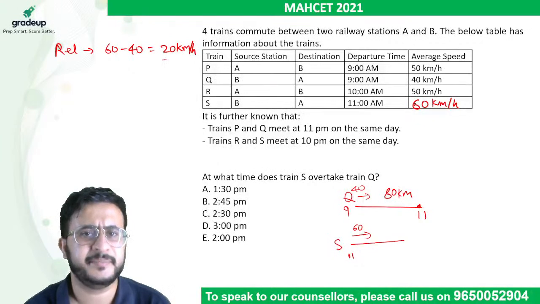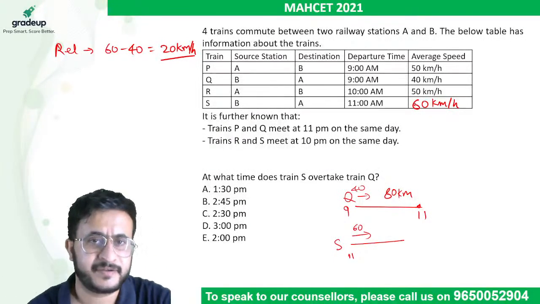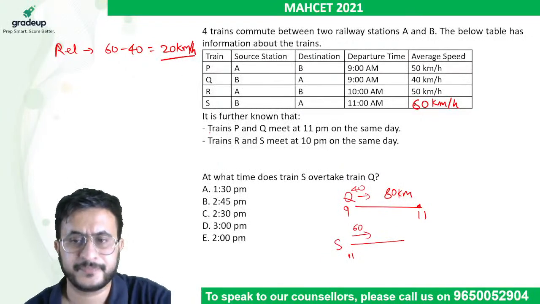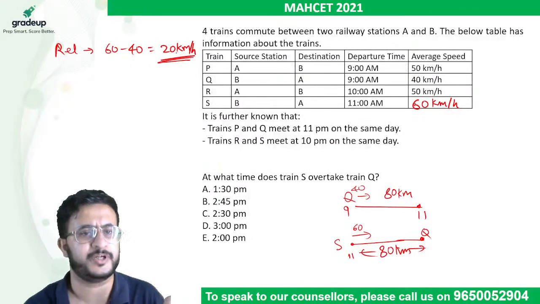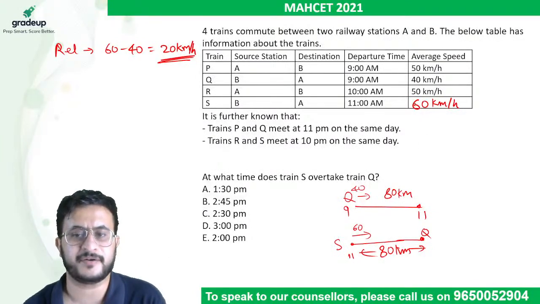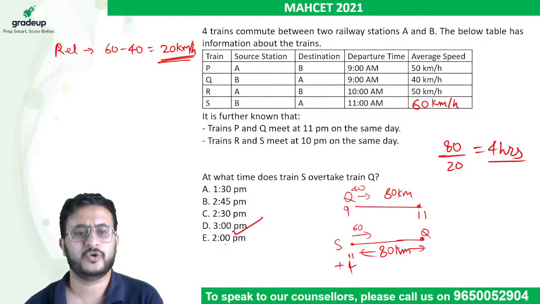Now what does relative speed mean? Relative speed means that every hour train S will cover a gap of 20 kilometer. Now the gap between them at 11, when S is starting, Q has already reached the place which is 80 kilometer. The gap is 80 kilometer and S is going at an extra speed of 20 kilometer per hour. So this extra speed will cover this gap. 80 kilometer at the rate of 20 means it will take 4 hours to cover the gap. It is starting at 11 a.m., so 11 plus 4, that is 3 p.m. it will overtake it.